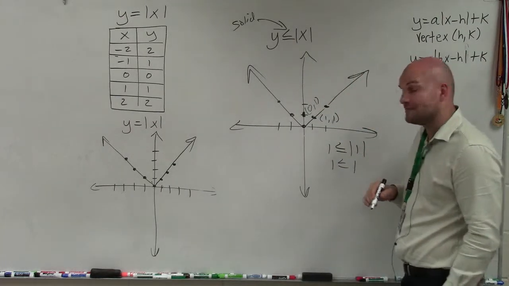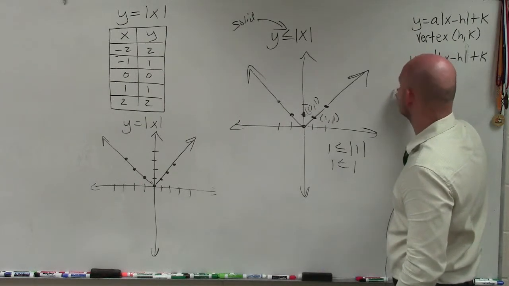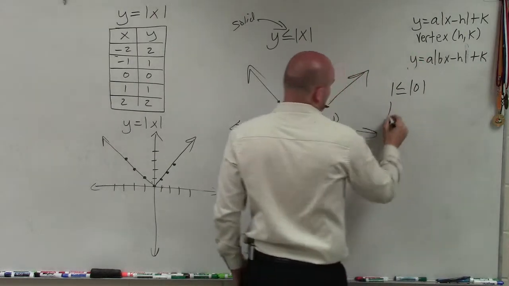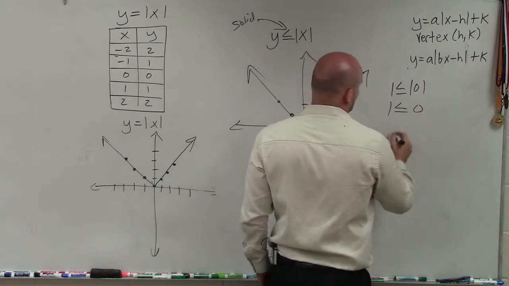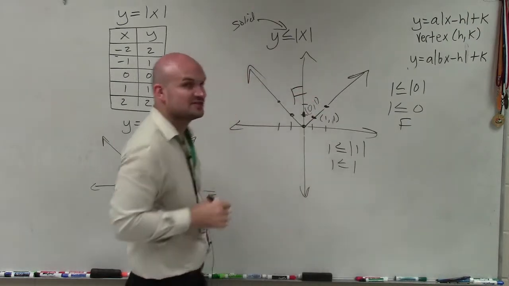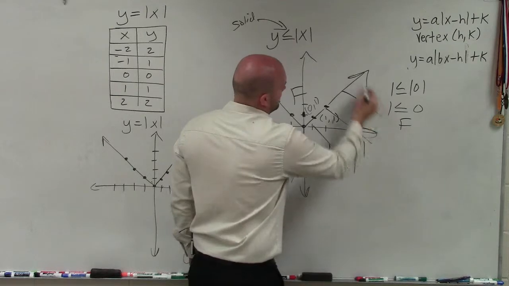So now to test 0, 1, I'll plug in a 0 for x and a 1 for y. Well, the absolute value of 0 is 0, so I have 1 is less than or equal to 0, which is obviously false. So since above my equation is false, that means all the points on the outside are going to be true.